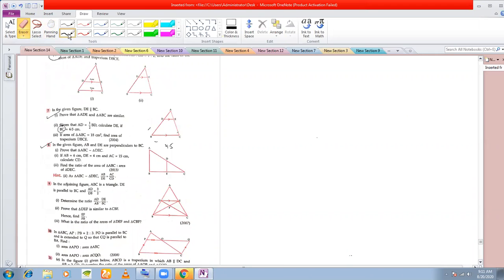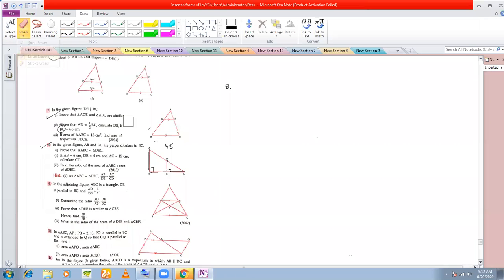Number 8. In the given figure, AB and DE are parallel. In fact, perpendicular to BC. So AB is perpendicular, this is 90 degrees. DE is perpendicular to this BC. Prove that ABC is similar to DEC.